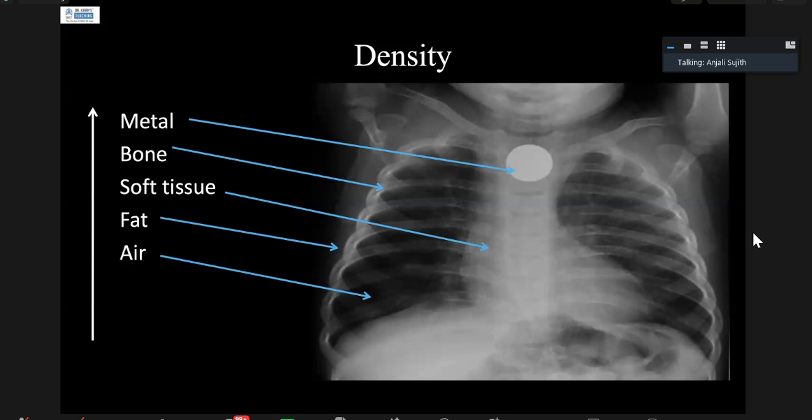Before I show fat, let's look at air. Air is the black density within the lungs here. If you look outside, this is the subcutaneous plane. You can see a less black or gray area, so that is how fat would look on X-ray. Subcutaneous fat, or fat anywhere, would look less black than air. So this is the range of densities that you will see, and your interpretation would depend a lot on the degree of whiteness or blackness that you see on an X-ray.